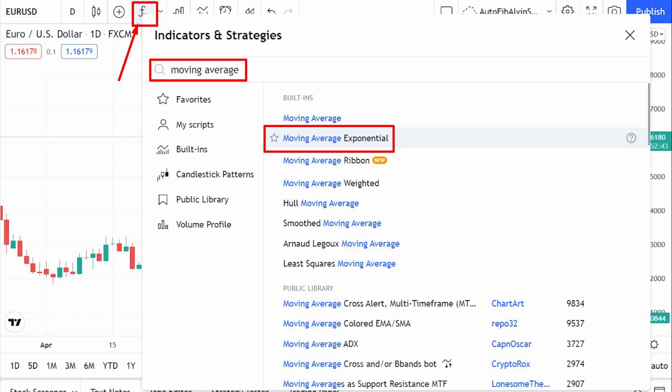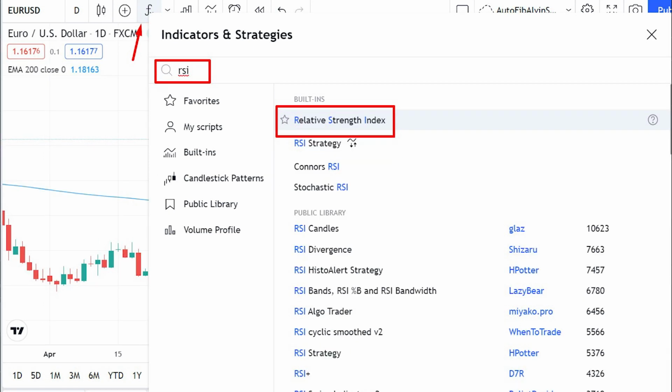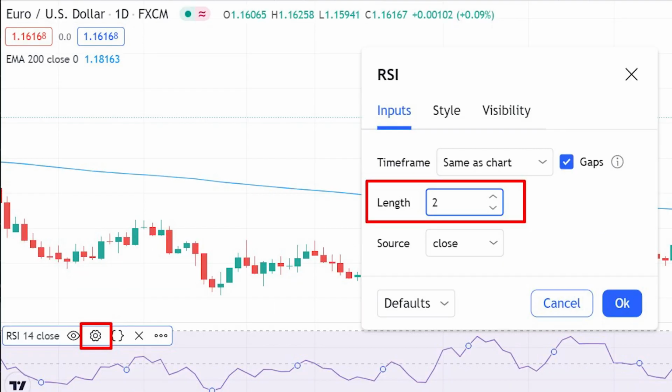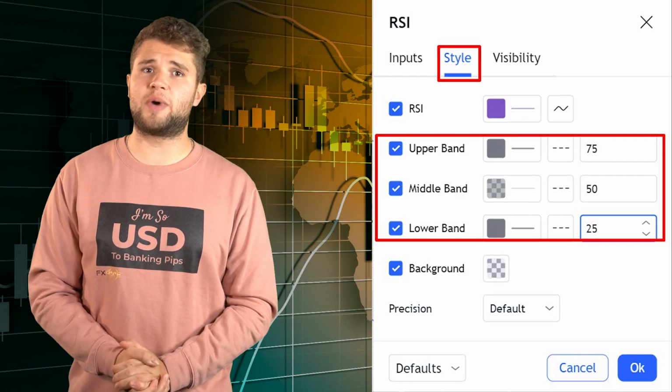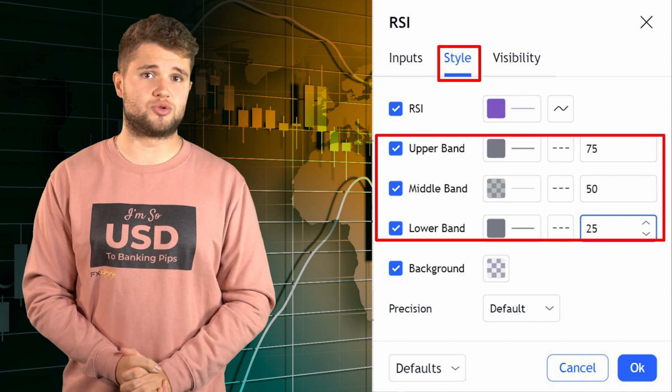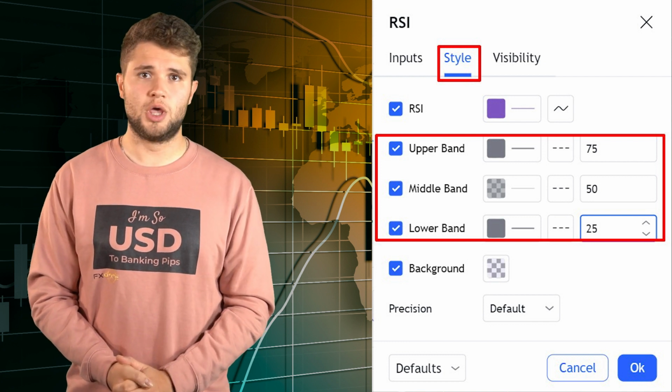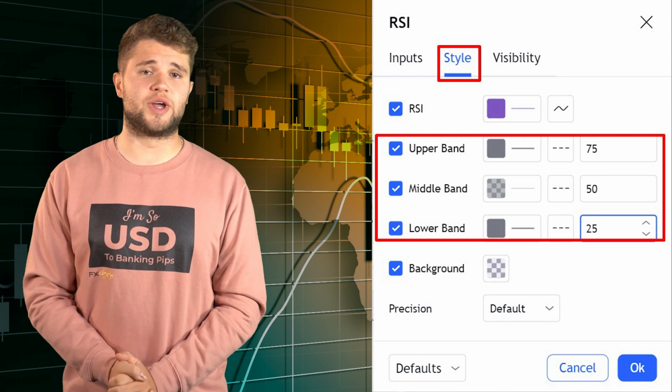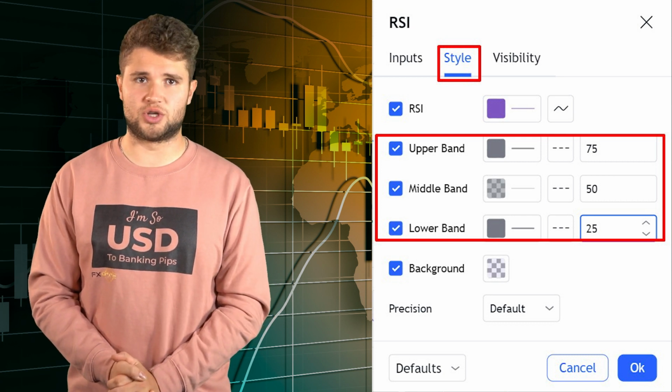and price will revert back to its average price or mean price. To use this strategy, you will need to add two indicators on the chart: the 200 EMA to determine the trend, and the RSI. You will need to change the RSI length to 2 to determine if the pullback is strong enough to be considered overbought or oversold. The upper band should be 75 for overbought, and the lower band should be 25 for oversold. You could choose to keep or get rid of the middle band for this strategy.